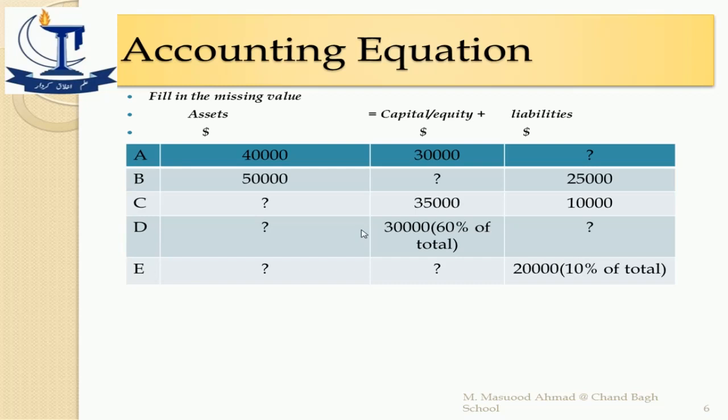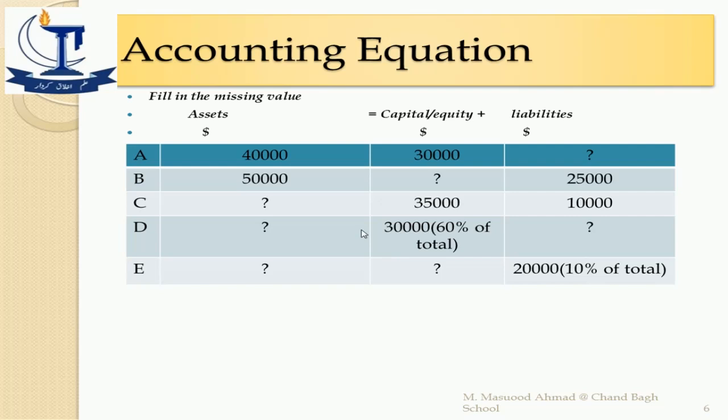And then B is there: 50,000 assets are there, capital is missing, but your liabilities have been given to you, that is 25,000. What would be the value of capital in this case? And here in C, assets are missing, but the contribution by the owner, that is 35,000, and liabilities taken by the business, 10,000, are given to you. You have to answer what would be the value of your assets.